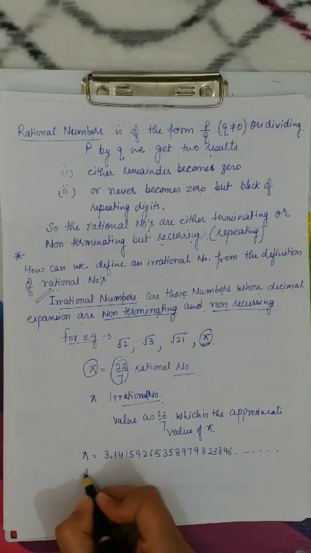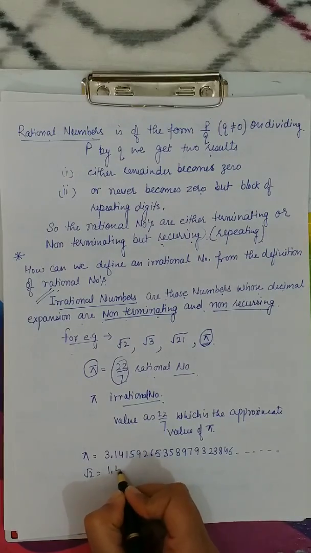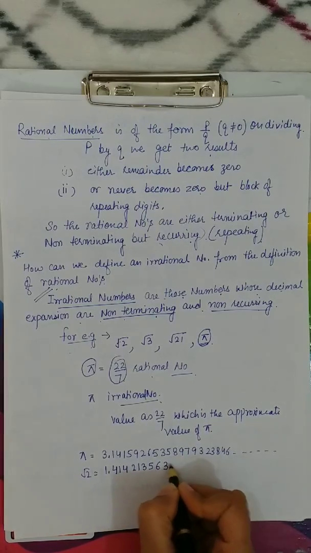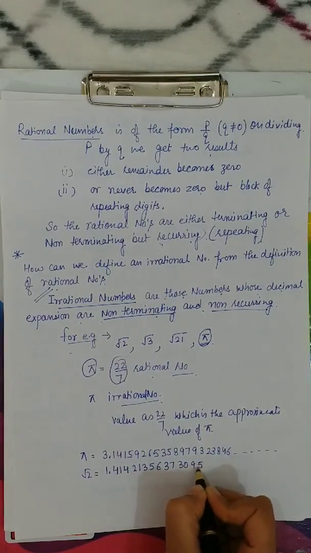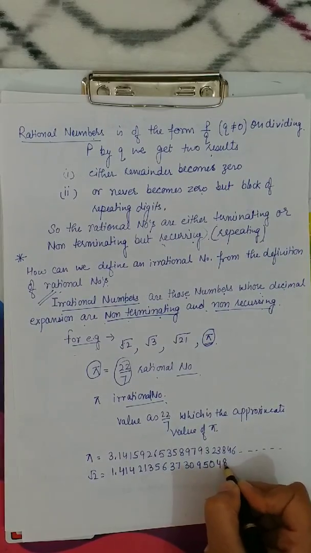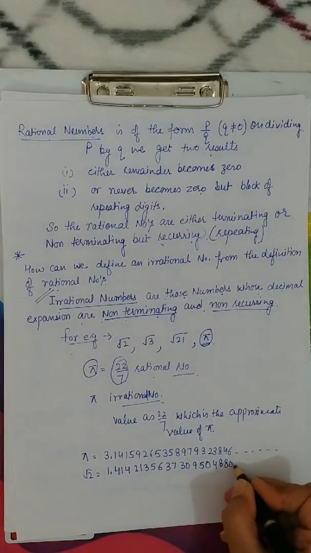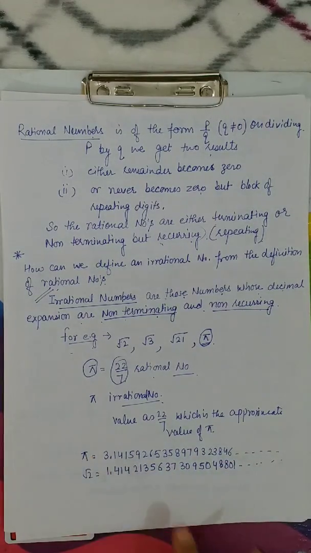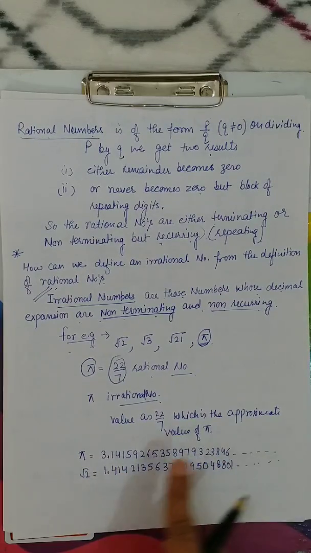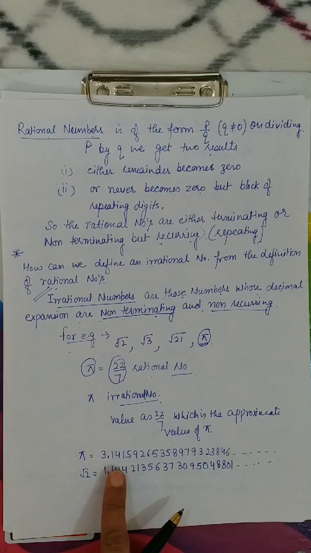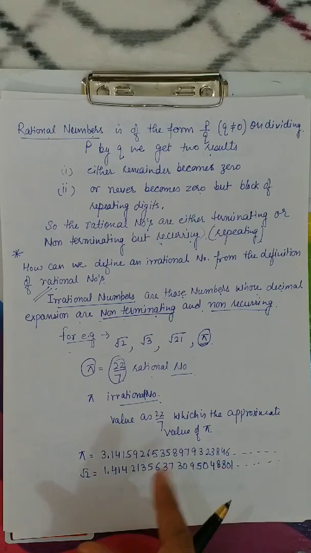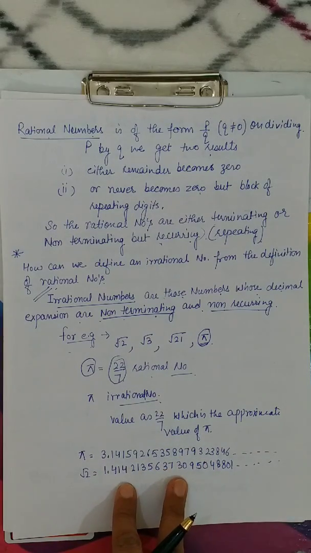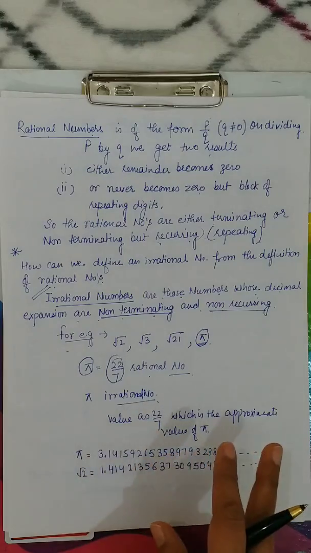Now if we see root 2, the decimal expansion is 1.414213563095048801 and so on. If you see the decimal expansion, it is non-terminating and it is non-repeating also. We do not have any block of digits after which the same pattern repeats again and again. So these types of numbers are called irrational numbers.